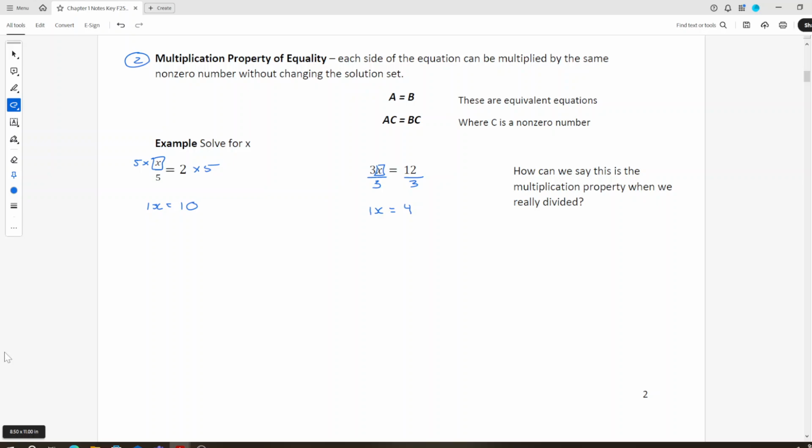Now, how can we say that this is the multiplication property when we actually just divided? Because dividing by 3 is the same as multiplying by a third. So they can just call it the multiplication property of equality and multiply by a fraction and actually do division. So maybe none of that made sense to you, right? Maybe it made everything make sense to you. I'm not sure. But all we're going to do now is we're going to solve linear equations in one variable, and we're going to use these two properties, the addition property of equality and the multiplication property of equality. So let's go.